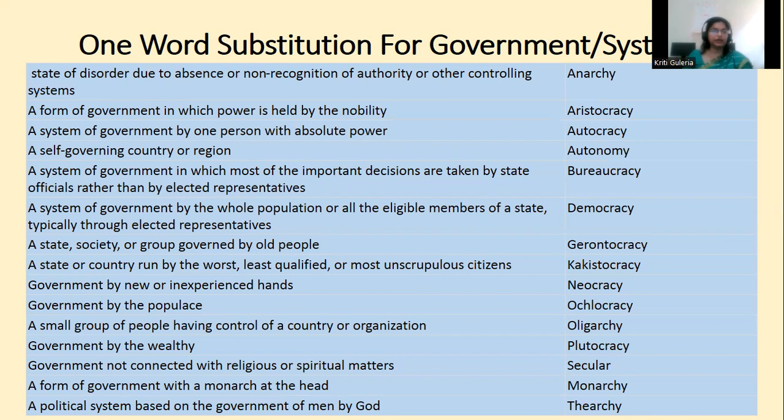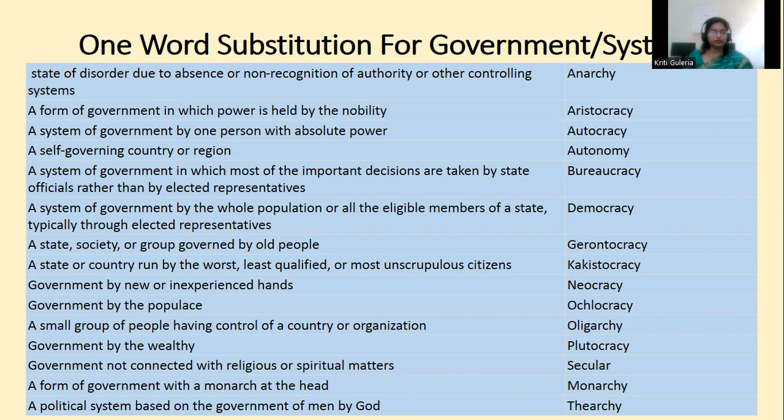Next, a self-governing country or region: autonomy. A system of government in which most of the important decisions are taken by state officials rather than by elected representatives is referred to as bureaucracy. Next, a system where the whole population or all the eligible members of a state, typically through elected representatives, govern. That kind of government is referred to as democracy.